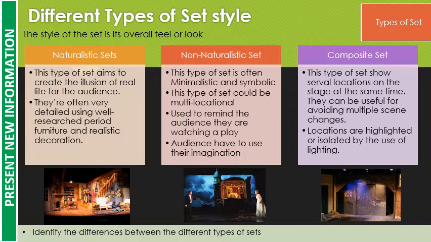So there are three main types of set style: naturalistic sets, non-naturalistic sets, and a composite set. The exam specification says that you need to be able to understand the difference between a non-naturalistic set and a composite set. So, a naturalistic set. This type of set aims to create the illusion of real life for an audience. They're often very detailed, using well-researched period furniture and realistic decoration.